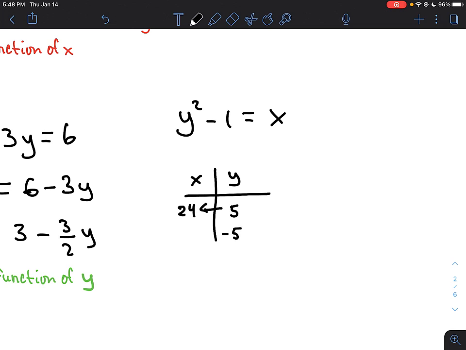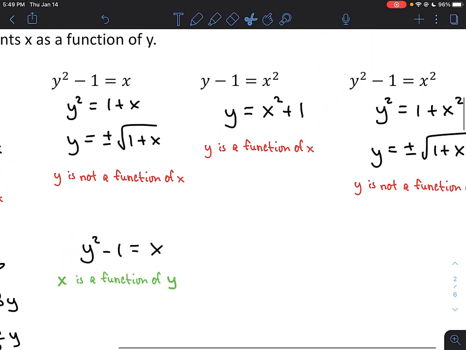Now, it's true that if you plug in negative 5, you will also get 24, but we're looking for whether a single y produces one or more x's in return. It seems like no matter what y I start with, when you square it, you're going to get a single number, and then when you subtract 1 from that, you're going to stay a single number. Any one y coordinate that I plug in here will only ever yield one x back. That means we get to say that x is a function of y.